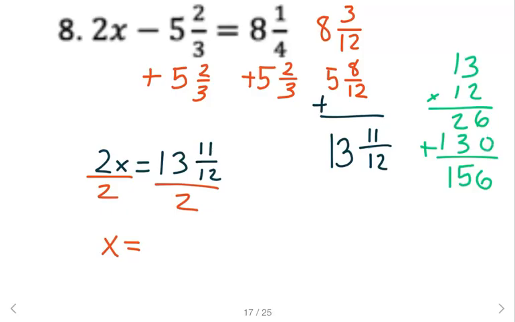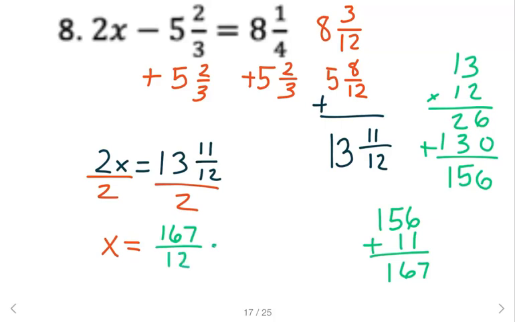Don't forget your place value there. So 156 plus the 11 will give us a new numerator of 167. So 167 over 12, and that's getting divided by 2 or multiplying by 1/2. So we get 167 over 24.